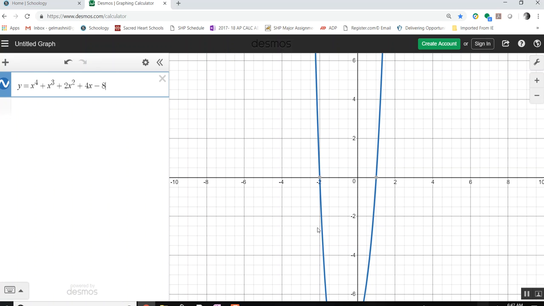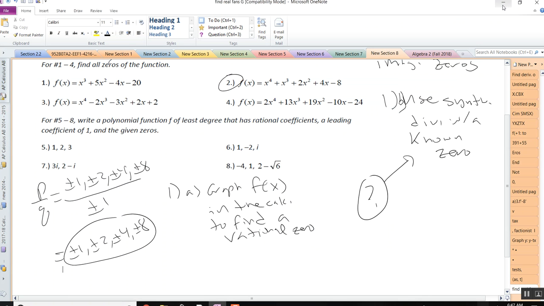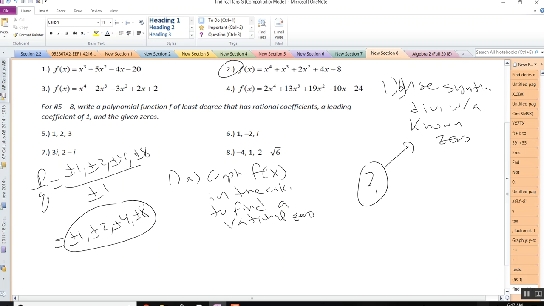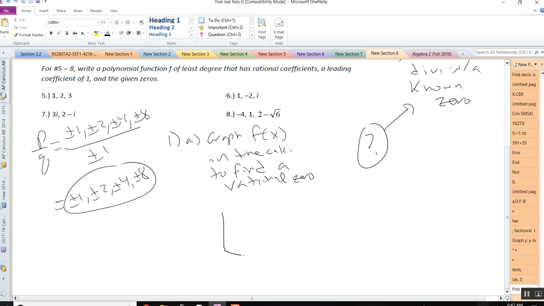Okay, so we do see a known zero, or recognizable ones, -2 and 1. So you can do synthetic division for either one of these two. Now, it's interesting because this is degree 4, and I only see 2 x-intercepts, so it tells me the other two are probably going to be imaginary. Because we do expect the number of zeros to equal the degree, but not all the zeros could be real. Some could be imaginary.